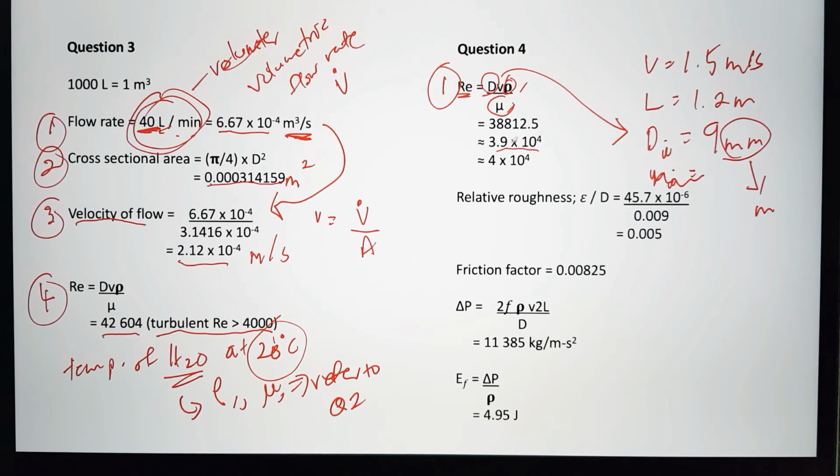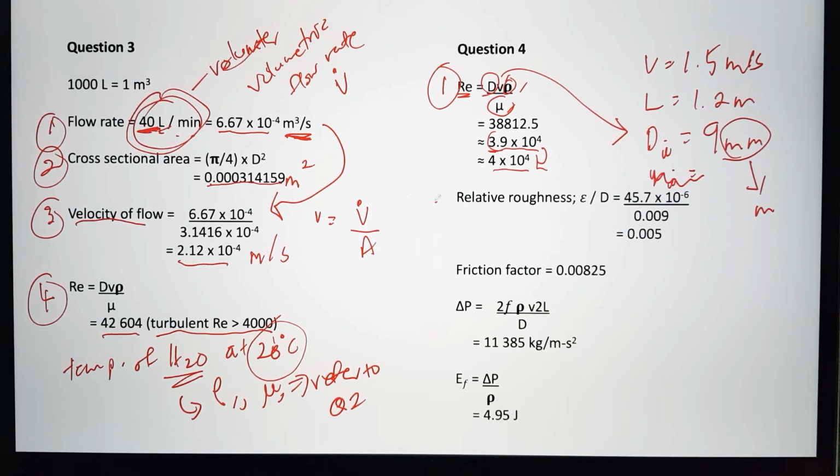It is also almost equivalent to 3.9 times 10 to the power 4, but since we are going to refer to the Moody diagram, it is difficult for you to use the diagram to get the value from 3.9 times 10 to the power 4. So what you need to do is round it off to become 4 times 10 to the power 4. So this one is number 1.